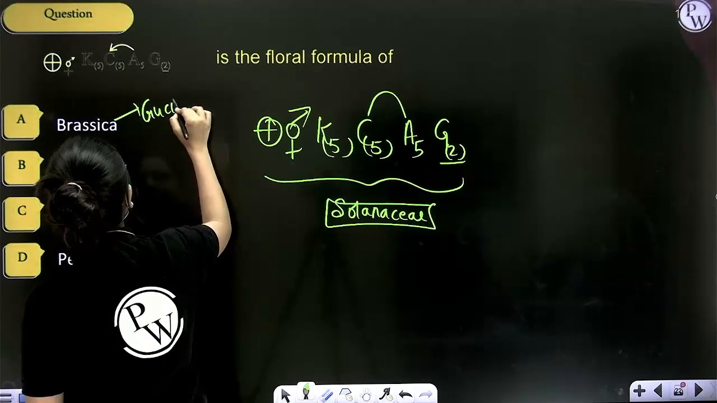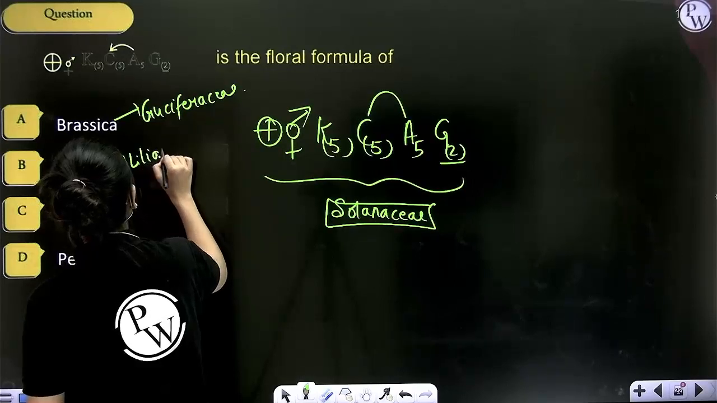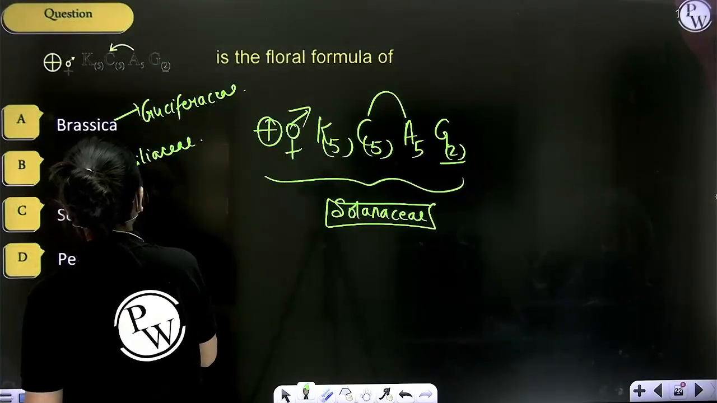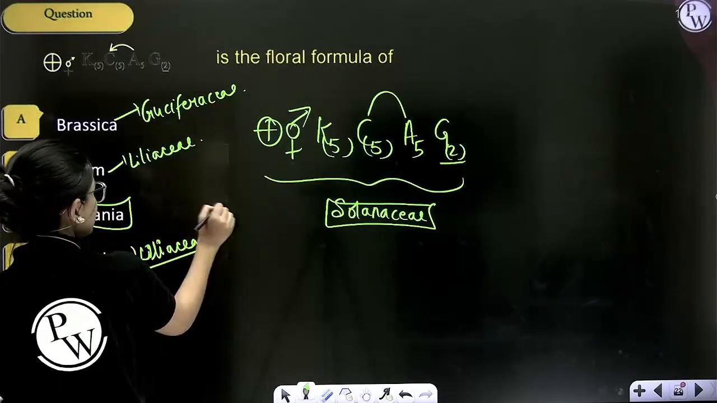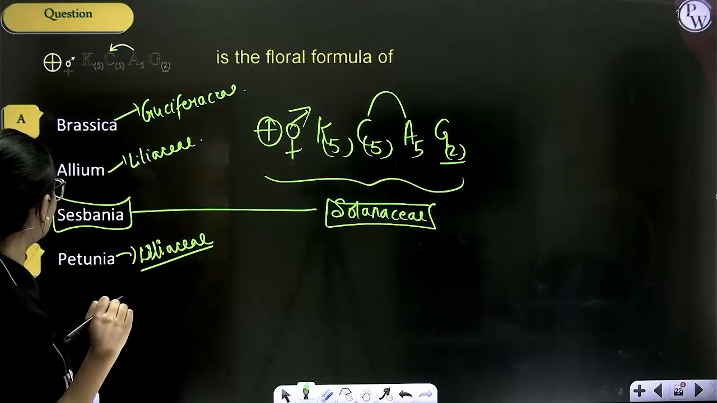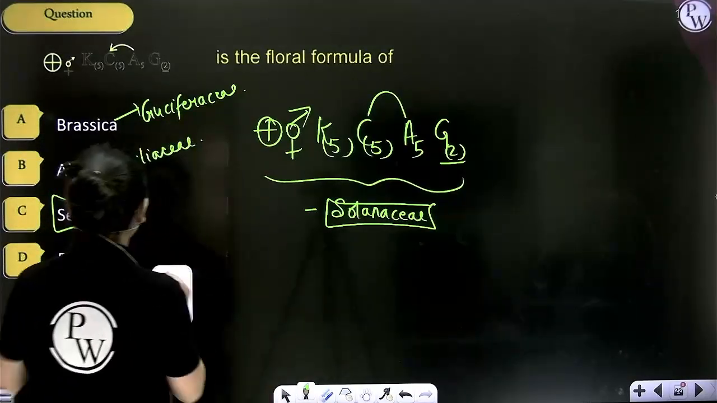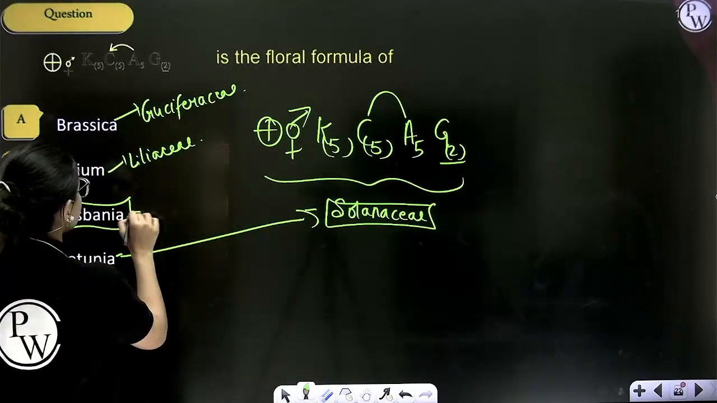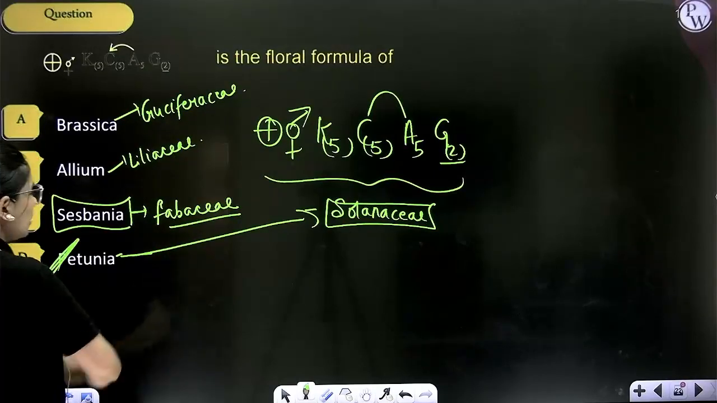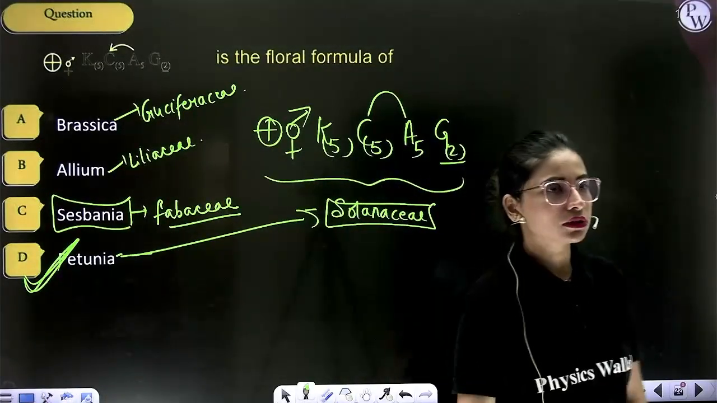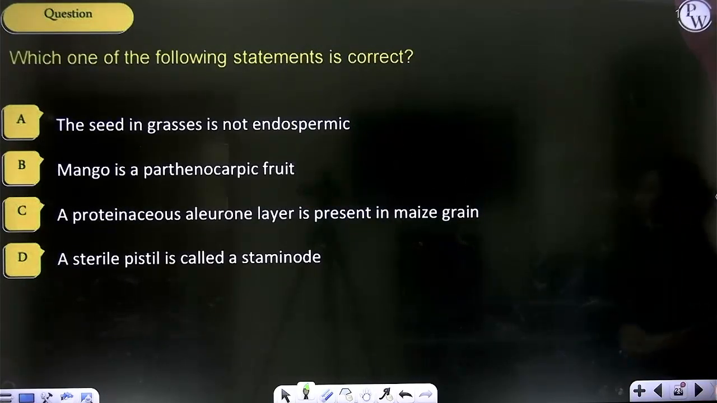And if you check out the answers, Brassica belongs to Cruciferaceae family, that is Brassicaceae family. Allium belongs to Liliaceae family. Petunia belongs to Solanaceae family. Sesbania belongs to Fabaceae family. So answer will become D. Check it out. Is it okay or not okay? Yes ma'am, it's absolutely correct.